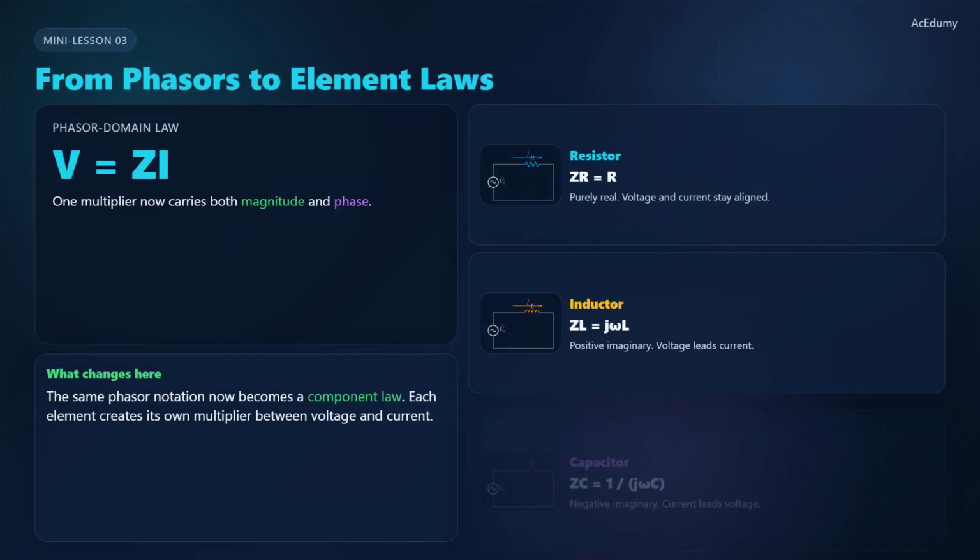Now the phasor becomes useful. For any circuit element, we want one compact rule between the voltage phasor and the current phasor. In sinusoidal steady state, that rule is written as V equals Z times I. The multiplier Z is called impedance. It keeps magnitude and phase inside the same object.